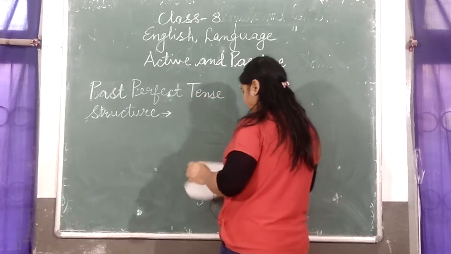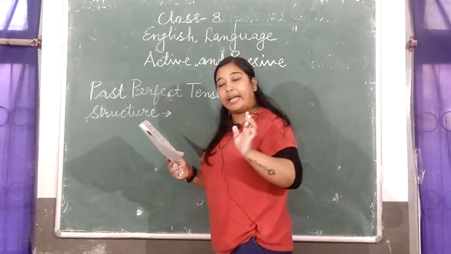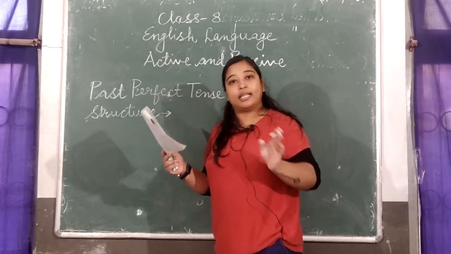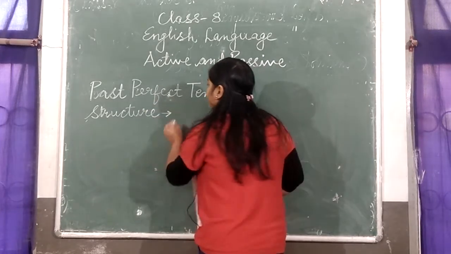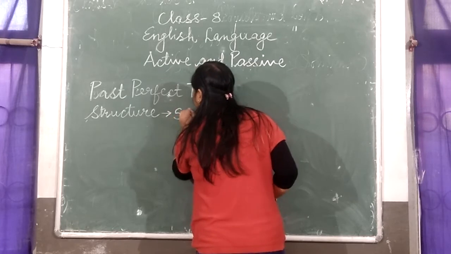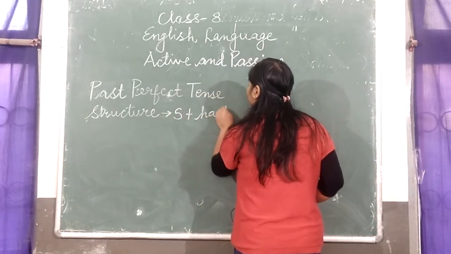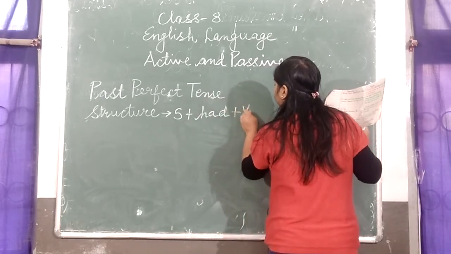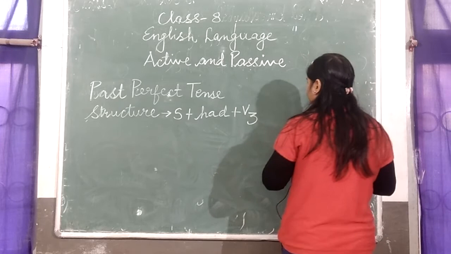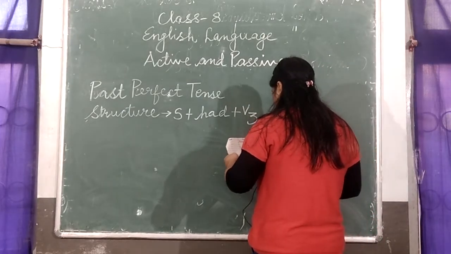So the structure for active voice goes like this. In any perfect tenses we'll have to add either have or had. That's the rule. So the structure goes like this: subject plus had plus V3 form of the verb, that is the past participle form of the verb.